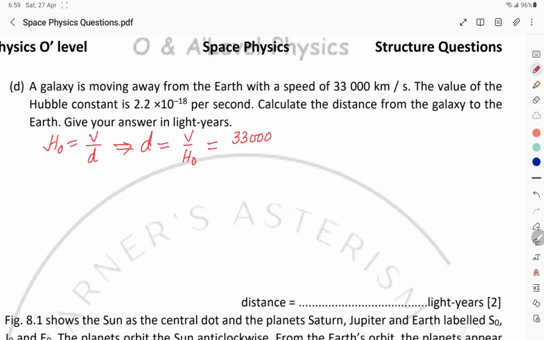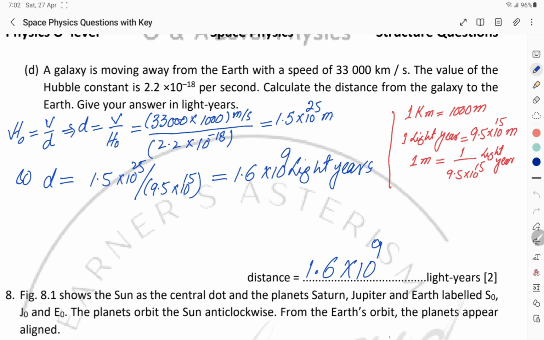33,000 kilometers. So we have to convert this kilometer into meters. For this we have to multiply by 1000, divided by 2.2 × 10⁻¹⁸. We will get the answer 1.5 × 10²⁵ meters. But in the question we have to find the distance in light years.